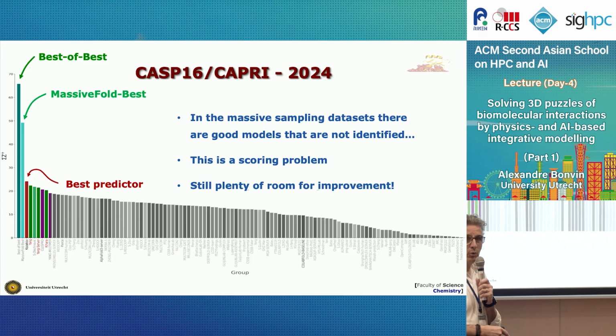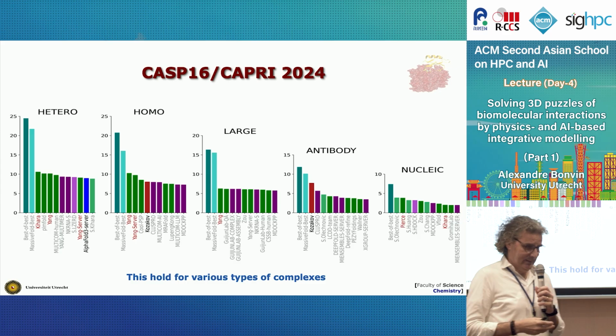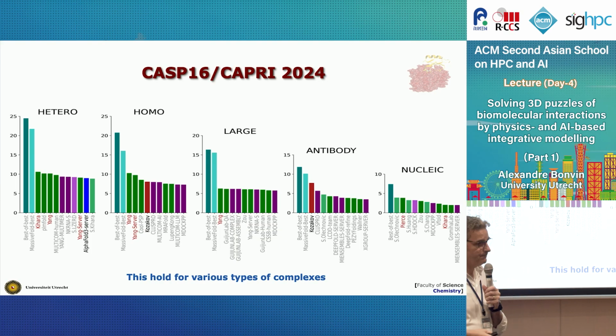And it's not a sampling problem, this is more a scoring problem. How do you identify good predictions out of your set of predictions? So if you are in computational structural biology, don't be too afraid of AI and AlphaFold. They have not solved all problems yet. So we probably still need some good old physics to deal with that. This is true, so we can improve things for many different classes. It's not only antibodies that have problems, but you see here heterocomplexes, homomeric complexes, and large complexes.